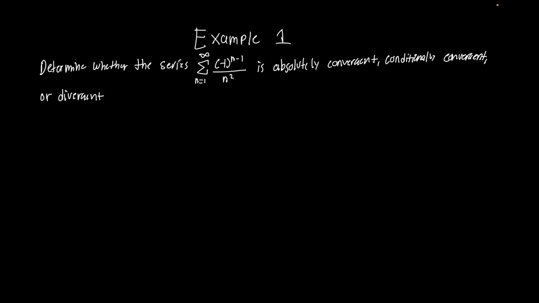However, the question is asking if it converges absolutely, conditionally, or it's divergent. So the first thing we should try is doing the absolute value series, because we know that if the absolute value series converges, then we're done immediately because we know that the other series converges. So the first thing to do is take the absolute value of this series.